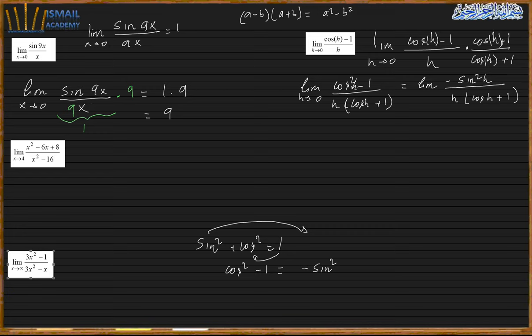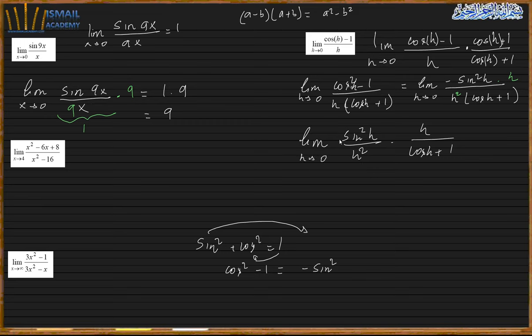So here I need to have sine square over h square. In that case, I don't have that. What I do here is multiply both sides by h. So when h goes to 0, I will have the limit of sine square h over h square times h over cosine h plus 1.